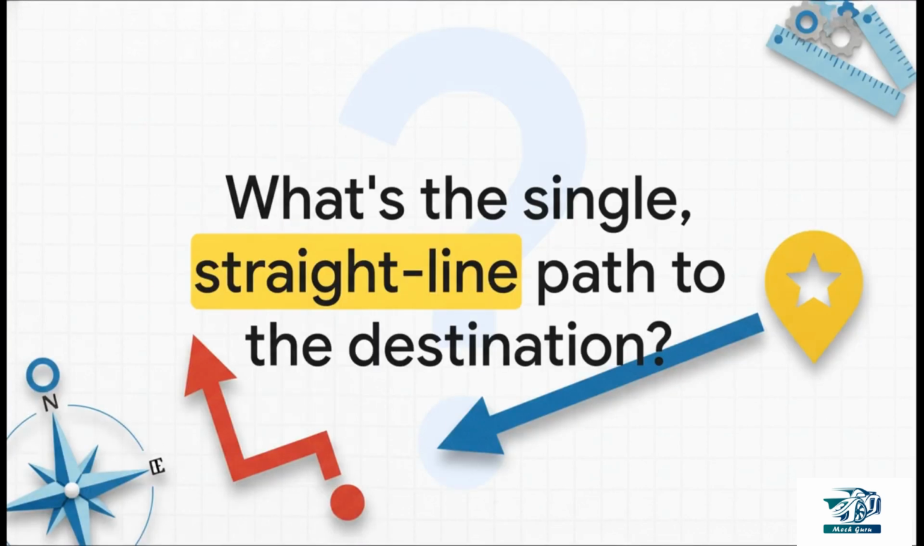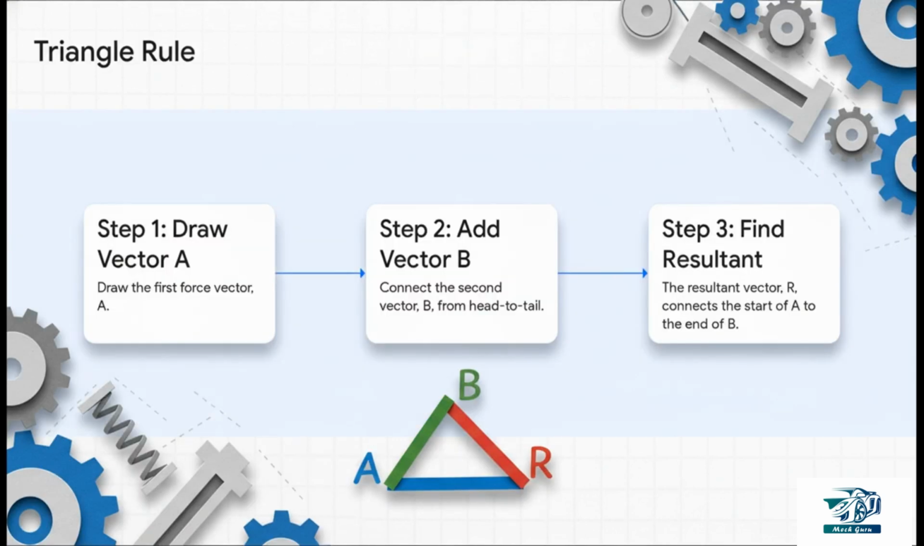So after you've walked north and then east, you're obviously not where you started. So what's the single, straight line path to get from your starting point to your finish line? What's the shortcut? In engineering, finding that single path is called finding the resultant vector. So how do we find that resultant?